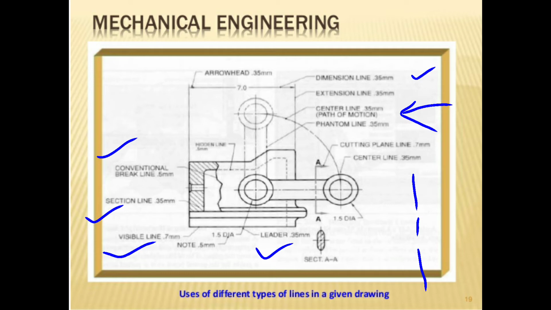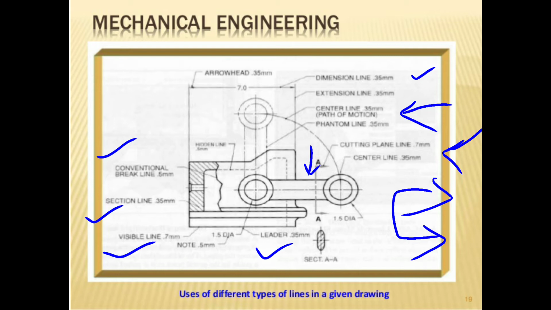Then the cutting plane line. The cutting plane line shows the cutting edge, from where the object is being cut. This is the cutting edge. Here the cutting edge is shown, and the arrowhead shows that we are removing the object from this portion. This cutting plane is also drawn with long, short, long inside the object, and outside the object it is a continuous line. Next is the center line. The center line is the same, we have explained it earlier also.